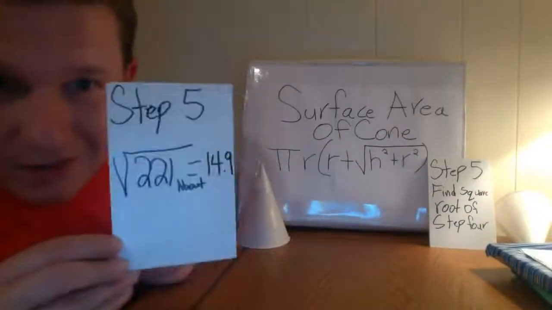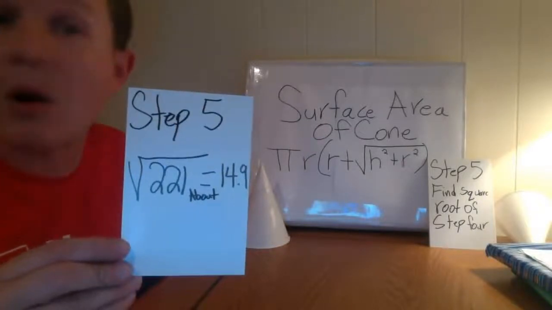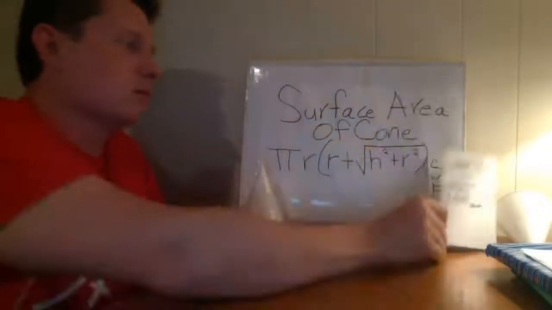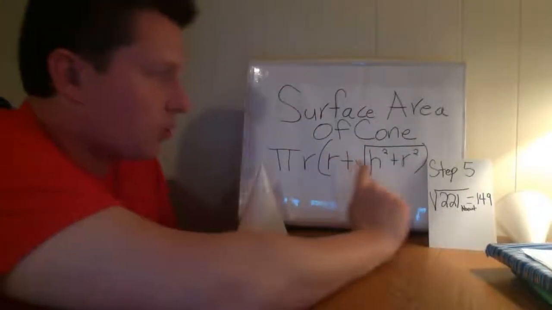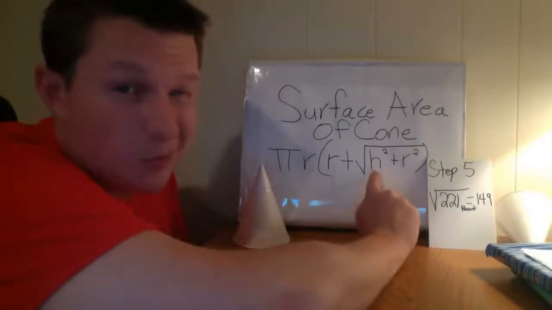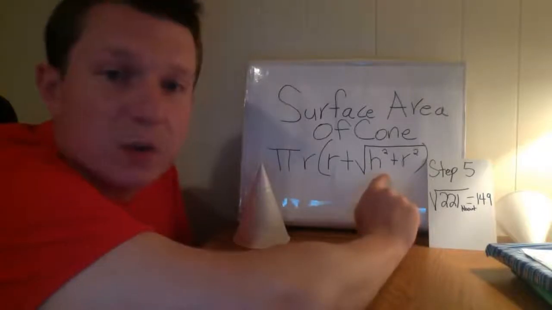Oh, maybe I did that earlier. Oops. Yes, it is. The square root of 221 is about 14.9. I did round. So, if you're filling it in, this part is now finished. That's the hard part. A lot of work there. And this part is equal to 14.9 about.